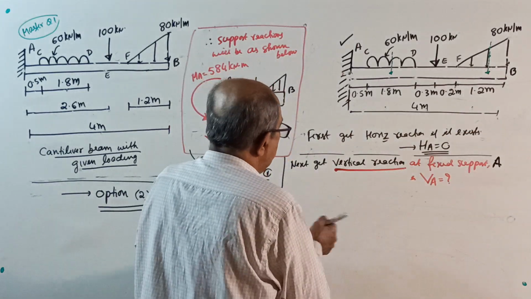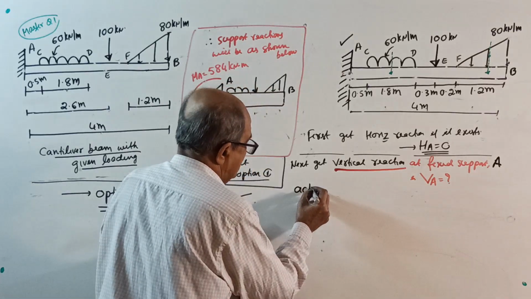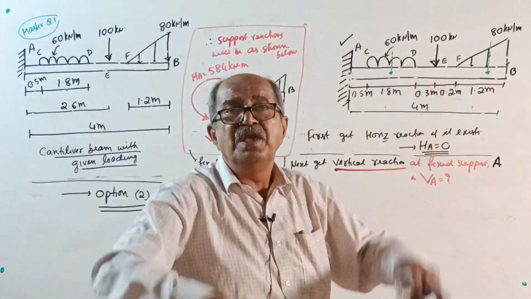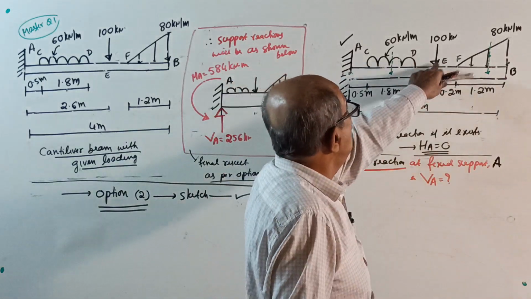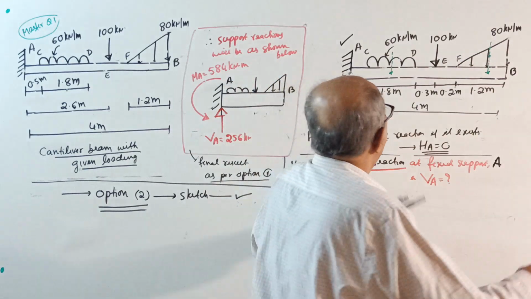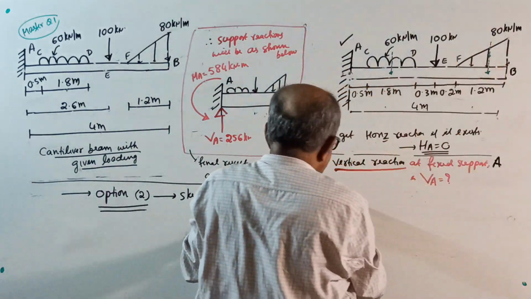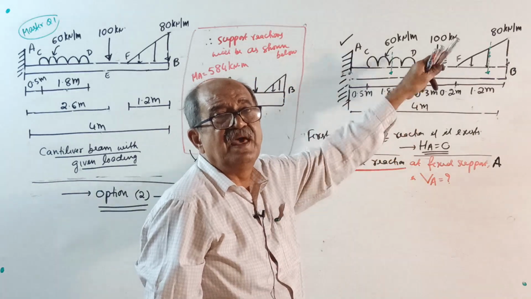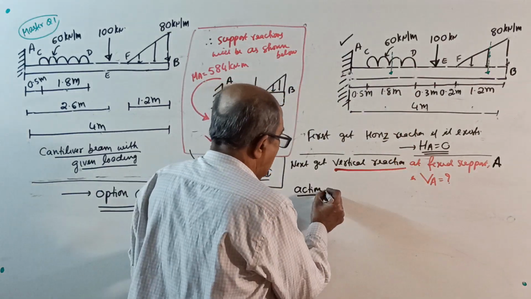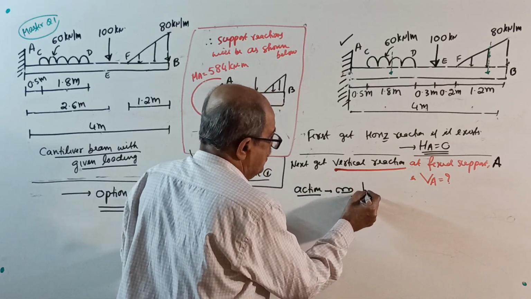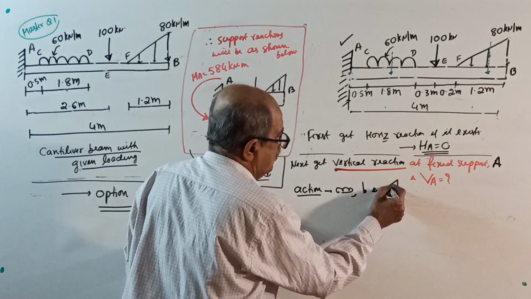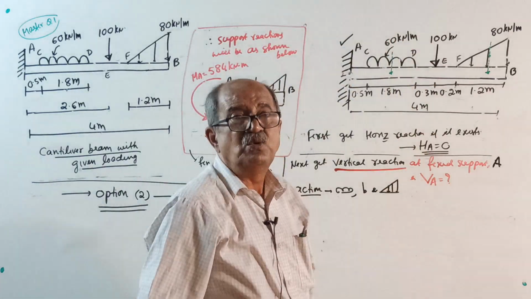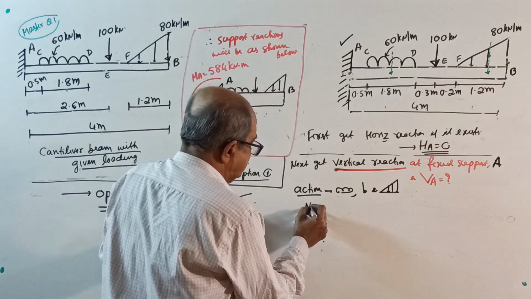Start. First you decide the action. Action means the given loading is the action. This UDL, point load, and UVL, they are the action. All of them are acting. You should write here that the UDL, point load, and uniformly varying load, whatever is given there, are the action. All of them are acting vertically down. So find the net vertical load.